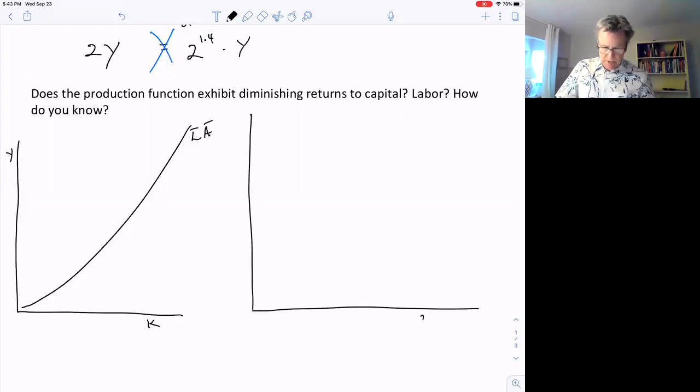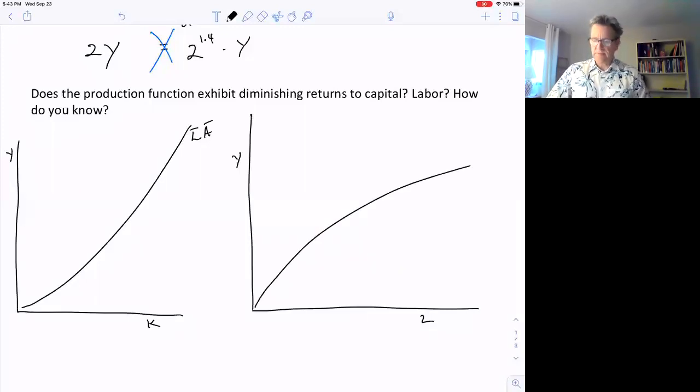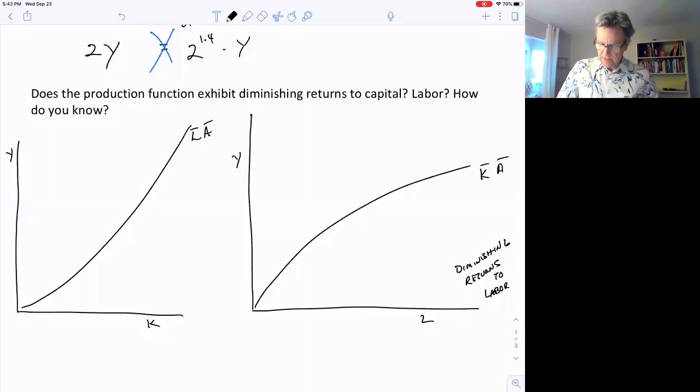If we were to plot labor on the horizontal axis and output on the y-axis and hold capital and total factor productivity constant, we're going to get a graph that looks something like this. Showing the diminishing returns because that exponent on labor is less than 1. So this will have diminishing returns to labor. And over here, this is increasing returns to capital.